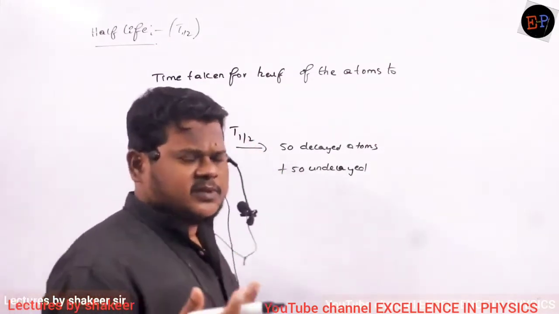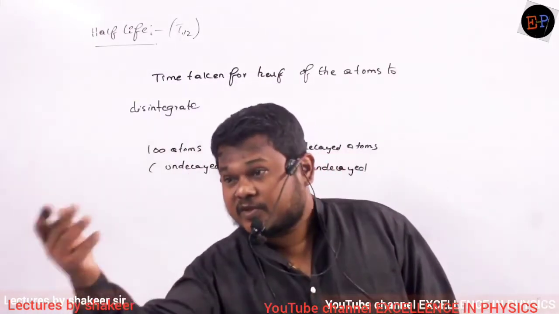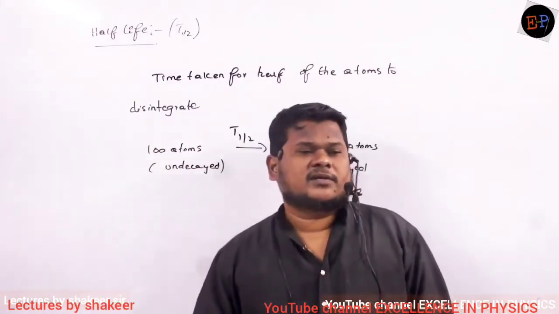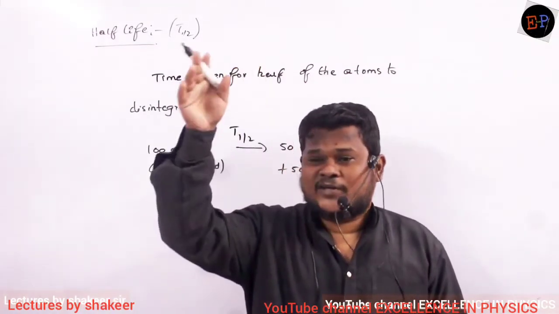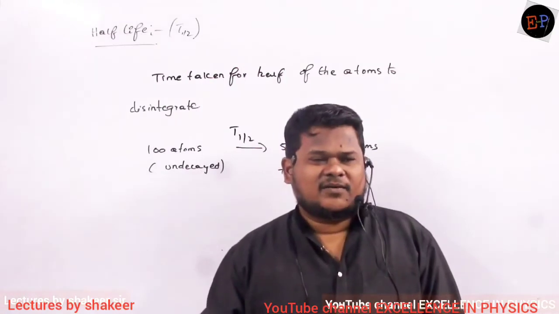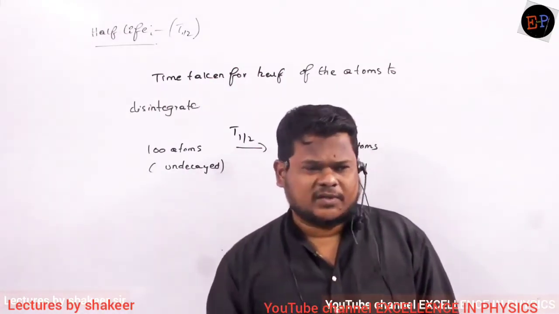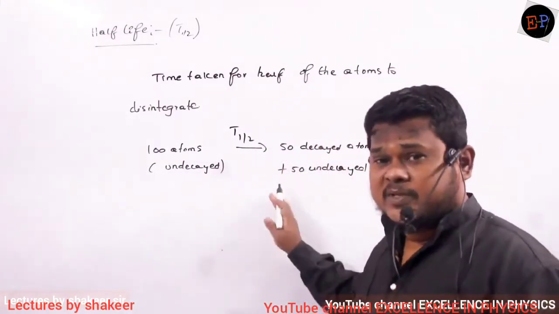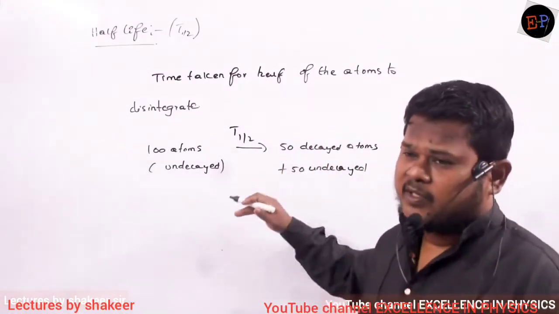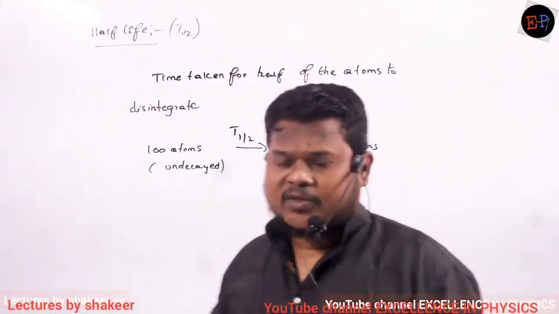And half-life varies from material to material. For some elements, half-life may be thousands of years. For example, for carbon-14, half-life is nearly 5,640 years. And for some other isotopes, it is only 16 or 17 minutes. So what is meant by half-life? Time taken for 50% of the atoms to disintegrate, and the remaining should be how much? Remaining should be 50%. So that time is called half-life. Are you able to understand?